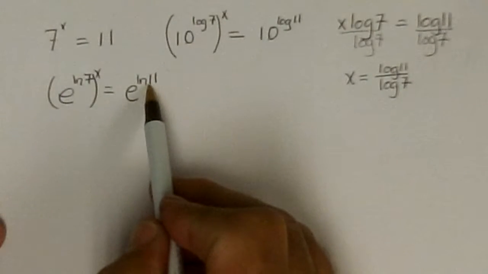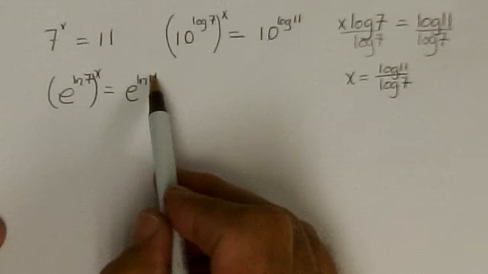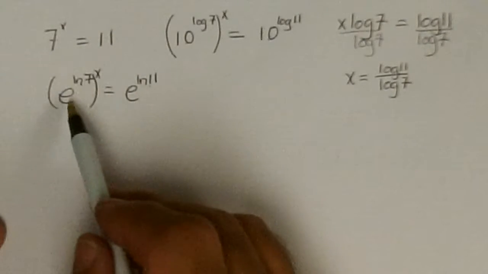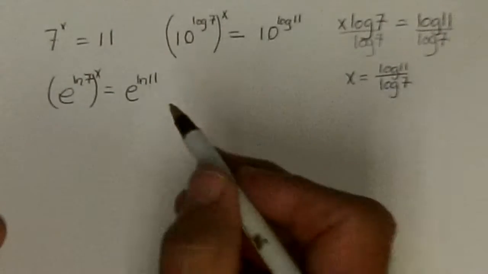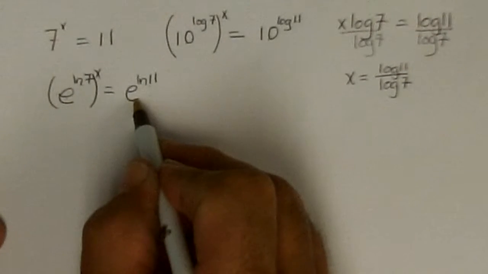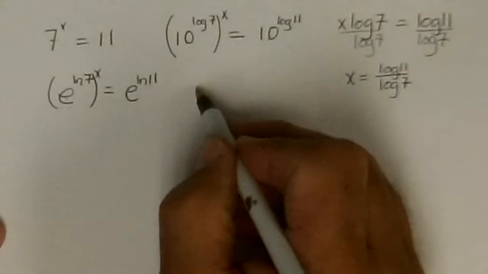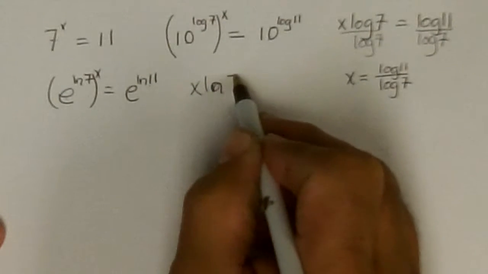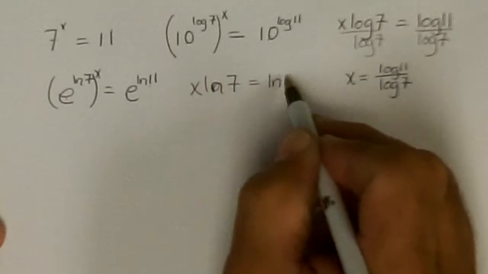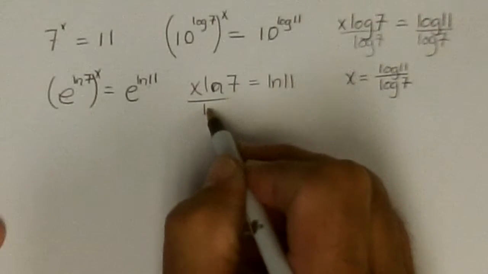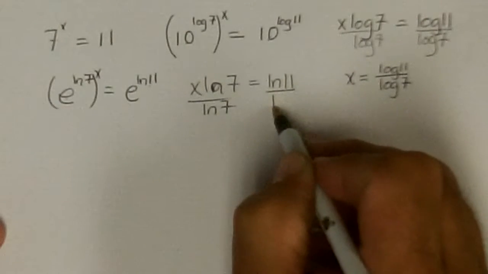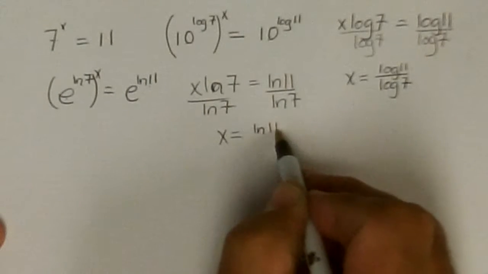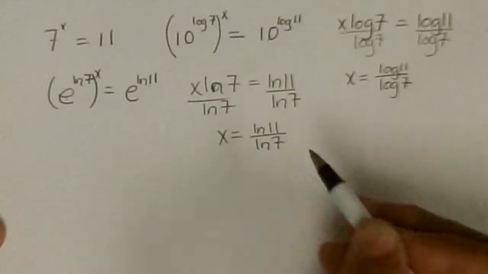Same reason: to what power do we take e to get 11? This is a power we take e to get 11. E to that power is 11. So this is another name for 11. This is another name for 7. So, since the bases are the same and these are equal, the powers must be the same. And we got a power to a power, so we multiply. We get x ln 7 has to equal ln 11. Divide both sides by natural log of 7, and we get x is ln 11 over ln 7.